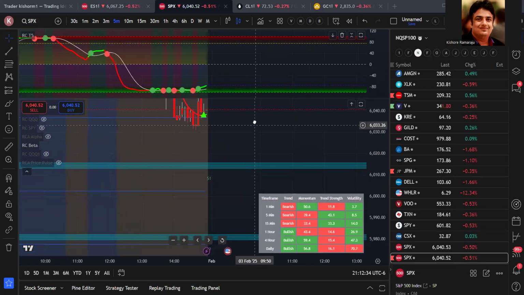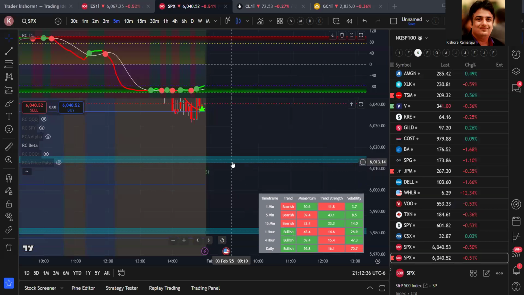SPX has a strong support at 60.10, 60.13. So tomorrow evening we may see a drop until here, and then it may bounce back because it already came all the way to the bottom. Now it may start bouncing up.